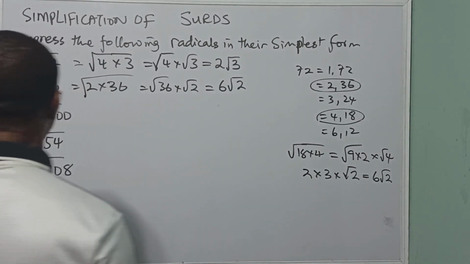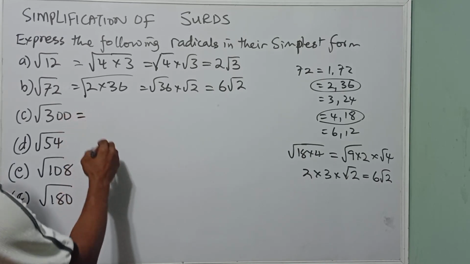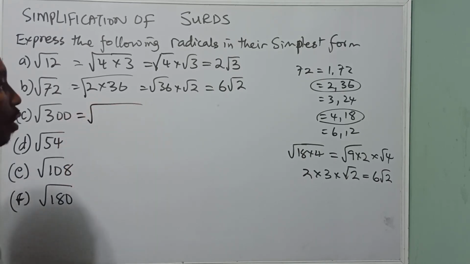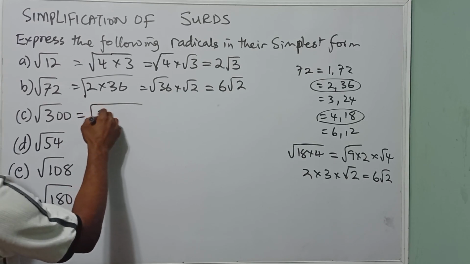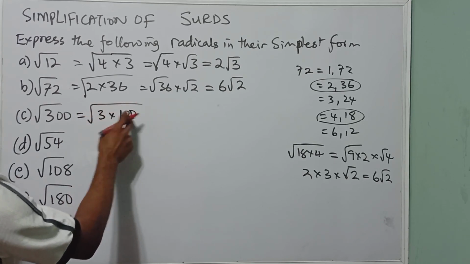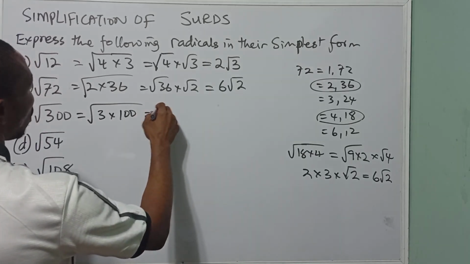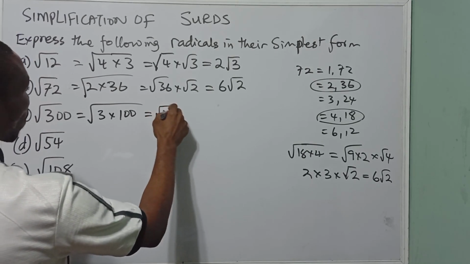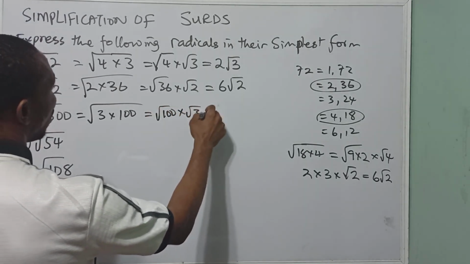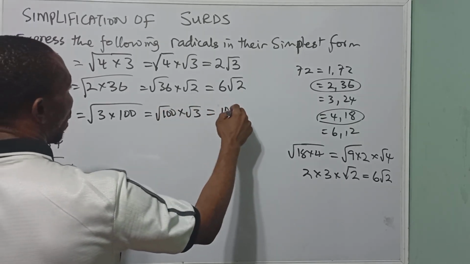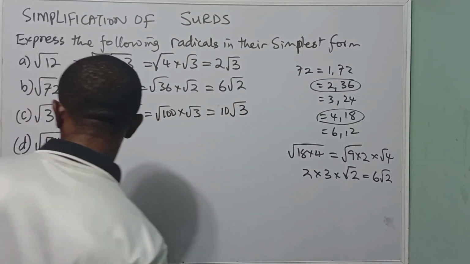Our next question is the second one, about 300. Now root 300, we are going to use root 3 times root 100. 3 times 100 will give us 300. So this becomes root 100 times root 3, where root 100 is 10, so we have 10 root 3.